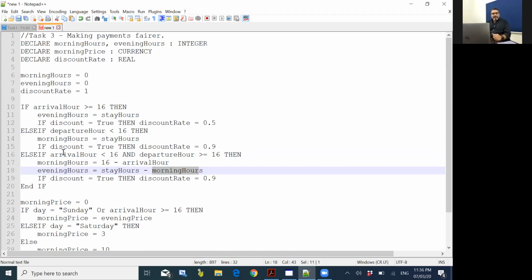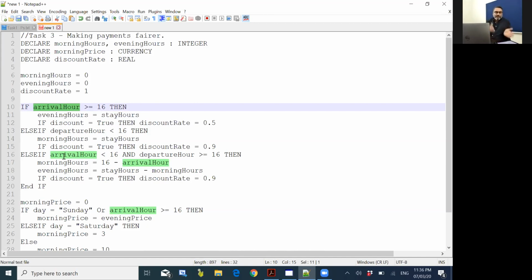If they have arrived after 16, then there will be no morning hours, all the hours will be evening hours. If they have arrived before 16, there will be no evening hour and all the hours they stayed for were morning hours. Now the third scenario, which actually is for task 3: the concern for task 3 is when they have arrived before 16 and they are leaving after 16. So we have to calculate how many hours they stayed in the morning and how many hours they stayed in the evening.